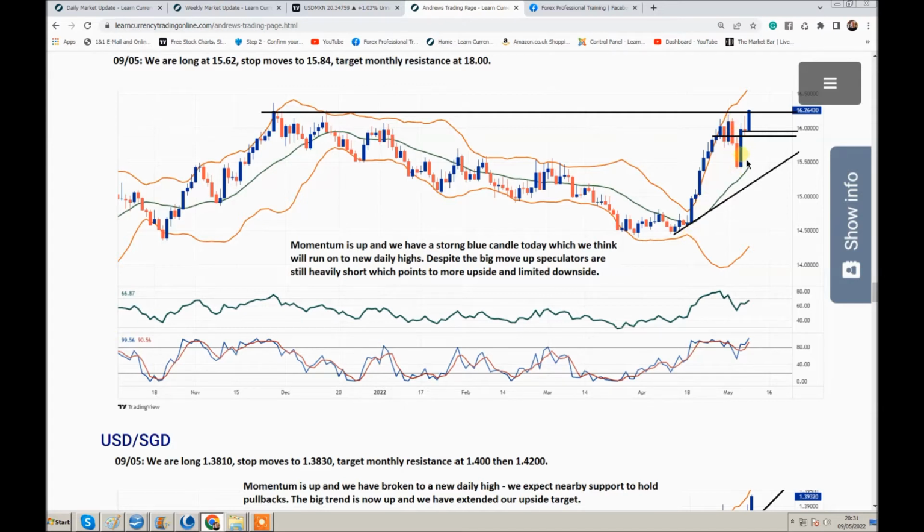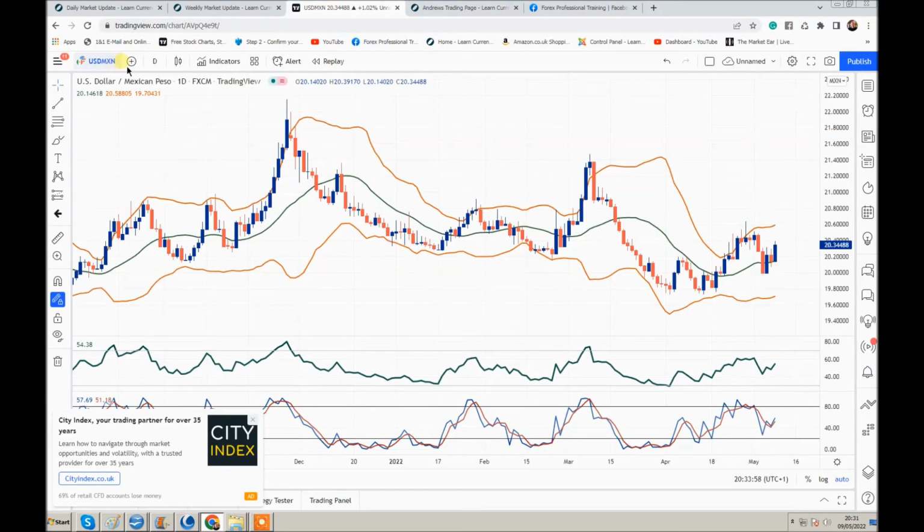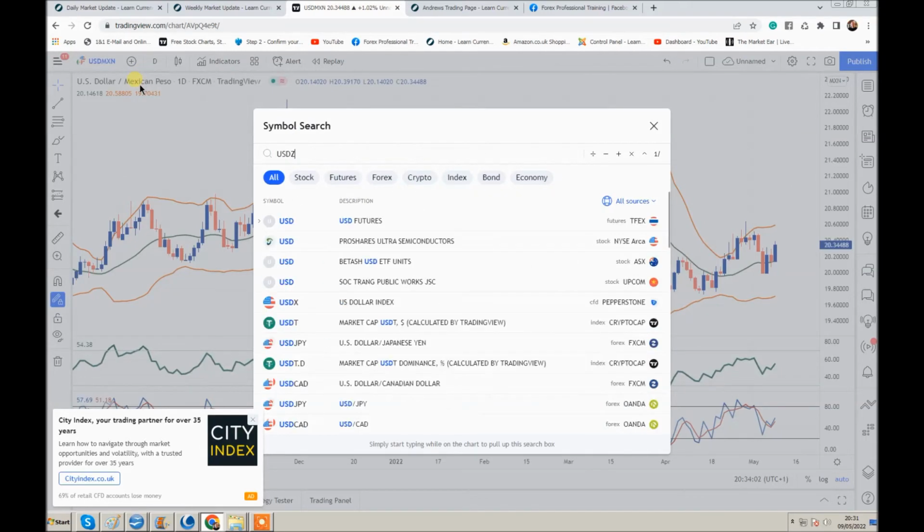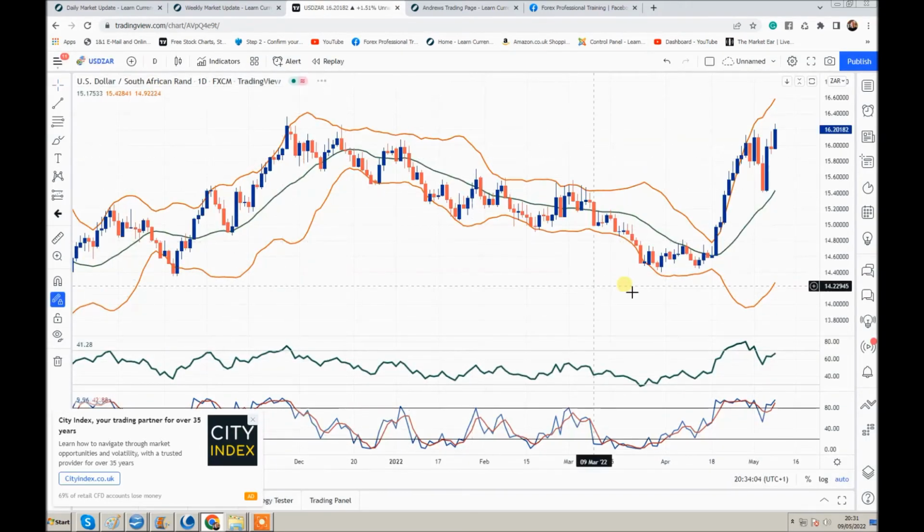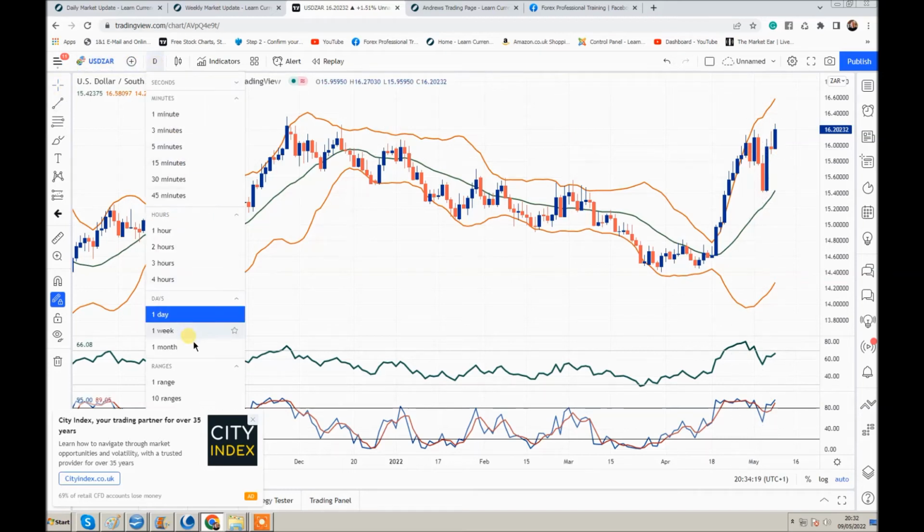Then we got a correction, managed to get back long on this big blue. And this morning we were looking quite nice. What are we doing this evening? Sorry, I need to go to USD ZAR. Just off the high, but I think if we take out the high, you could just be back, with a stop back behind this level. Plenty of upside because we're looking for 18.